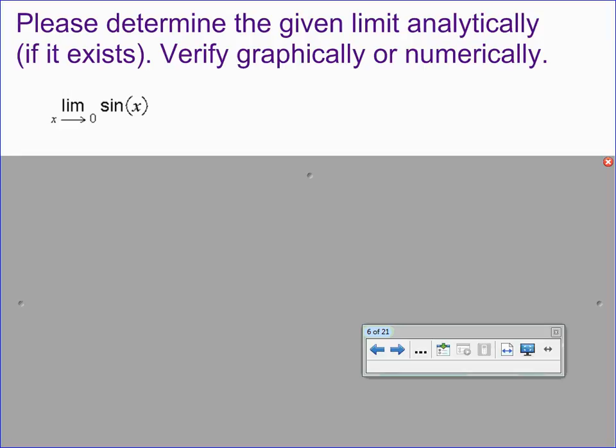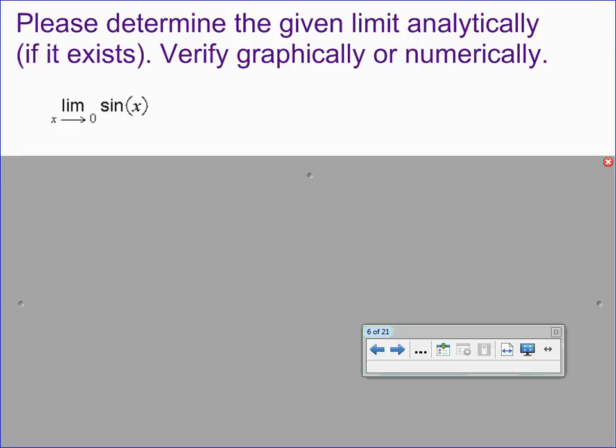Let's go ahead and switch your attention back to your note sheet. Today, we're going to determine the given limits analytically first for several examples. We'll check graphically for a couple of them. And then we're going to add our last big piece of unit two, which is the intermediate value theorem. It is an easy concept to understand, and a little bit trickier to apply, but we'll do a couple together. So we'll consider the given limit analytically, and then verify graphically or numerically.